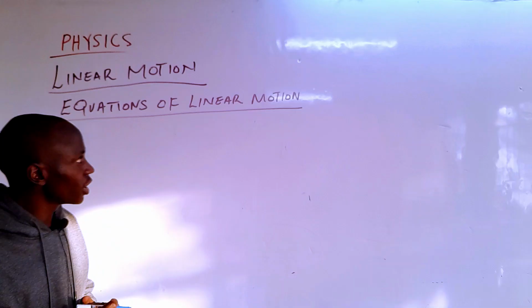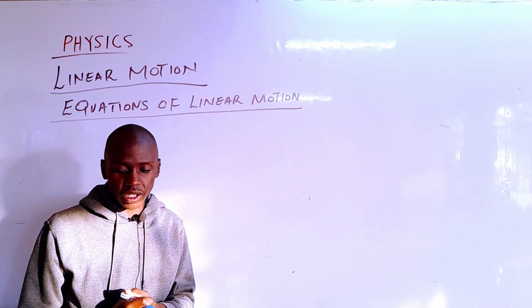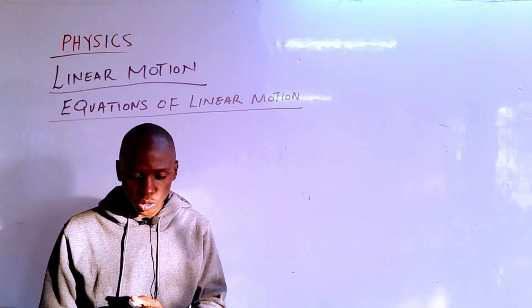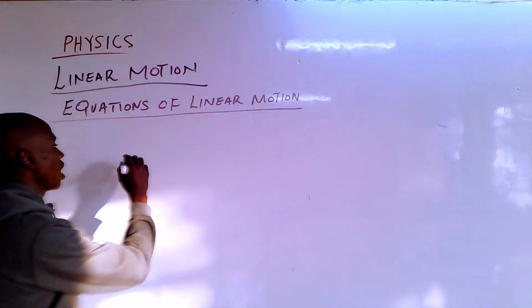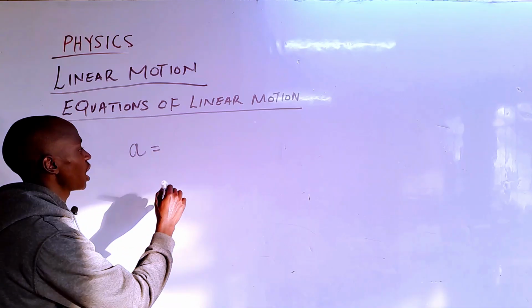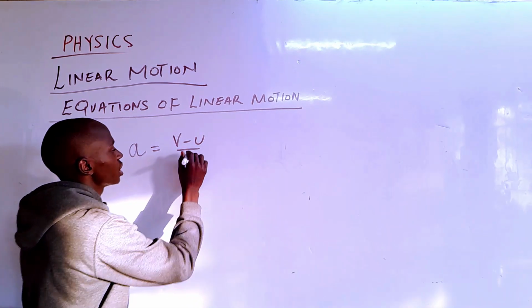In equations of linear motion, the first equation deals with acceleration. From the definition, we know that acceleration is the change in velocity per unit time. So here, acceleration is given by the change in velocity per unit time.